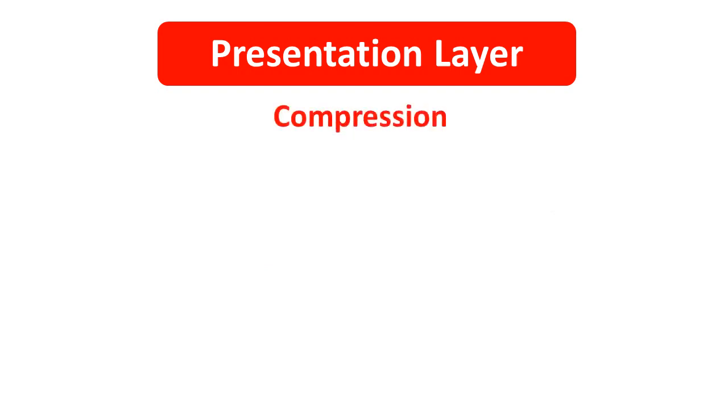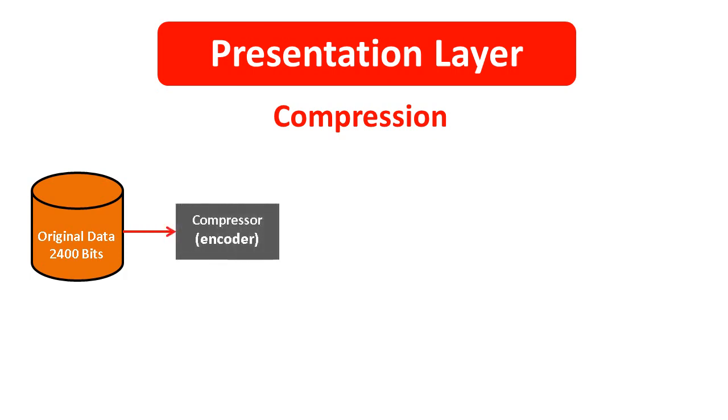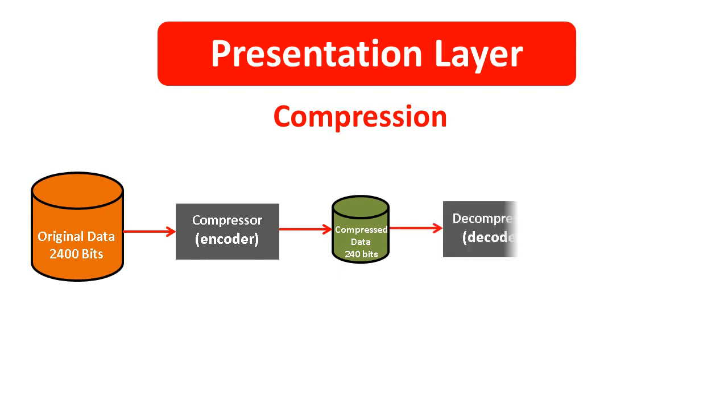Compression. To minimize the size of any data, compression is used by the presentation layer to reduce the number of bits that need to be transmitted across the network. But again, the compressed data is decompressed at the receiver end.